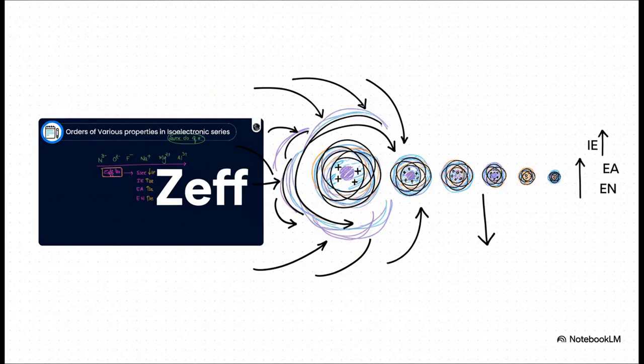And here's the kicker. That exact same rule holds true even when you're looking at completely different elements, as long as they happen to have the same number of electrons. As the true nuclear charge, Z, increases across the series, Zeff goes up and you see the exact same pattern. Size goes down and all the pulling power properties go up. It's the Zeff principle and it works everywhere.